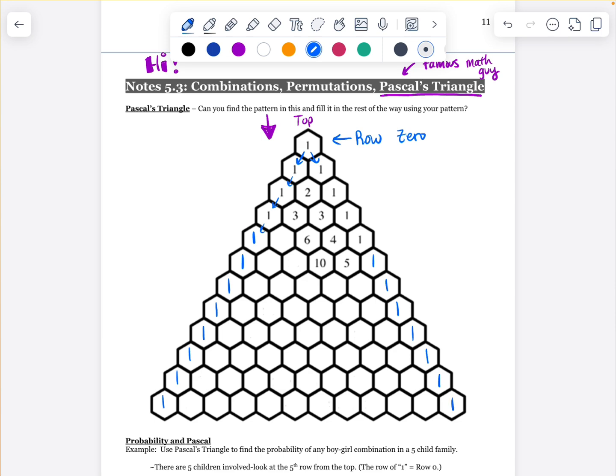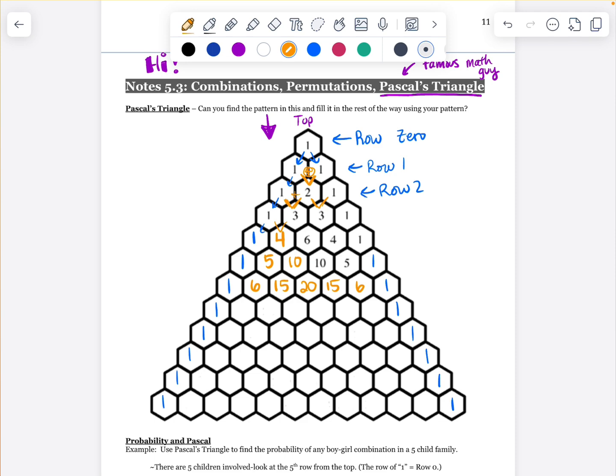All right, but then as you move forward, so like this is row 1, row 2, if you look at these interior little spaces, they're the sum of the two pieces that are kind of touching it, right? So 1 plus 2 gets you 3. So if I was going to fill in this missing spot, it'd be a 4, right? Because 1 plus 3 is 4. So then we'd have 5 and 10, right? And then we'd have 6 and 15 and 20 and 15 and 6.